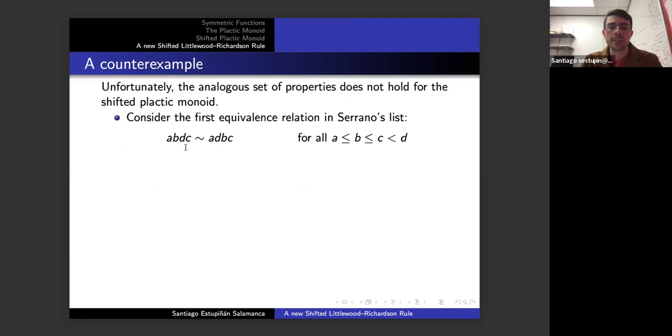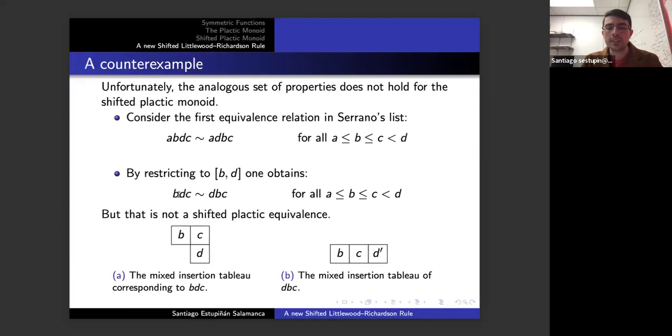So for instance, in the shifted plactic monoid, this is true for A, B, C, and D that are in the natural order, so A less than or equal to B, less than or equal to C, smaller than D. But if you restrict to this particular interval, you obtain the equivalence BDC equivalent to DBC, and inserting the left side, you obtain this tableau. Inserting the right side, you obtain a different tableau, the tableau in B. So this is not a property of the shifted plactic monoid.